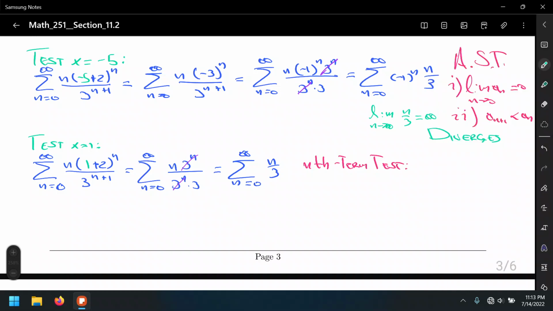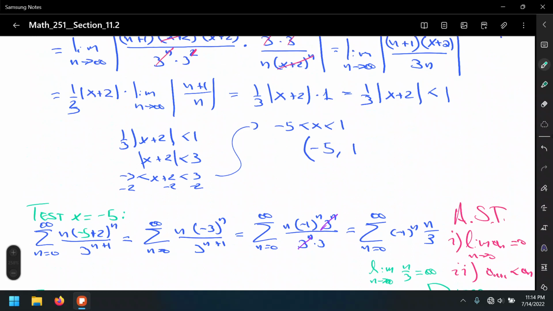And for the n-term test, recall that the test only tells us about the divergence of the series. It doesn't tell us anything about the convergence, and if the limit is 0, the test is inconclusive, and then we have to check with another test. So in this case, let's find the limit of n over 3 as n approaches infinity. Well, infinity, which is not equal to 0, which is great. This means that the series diverges.